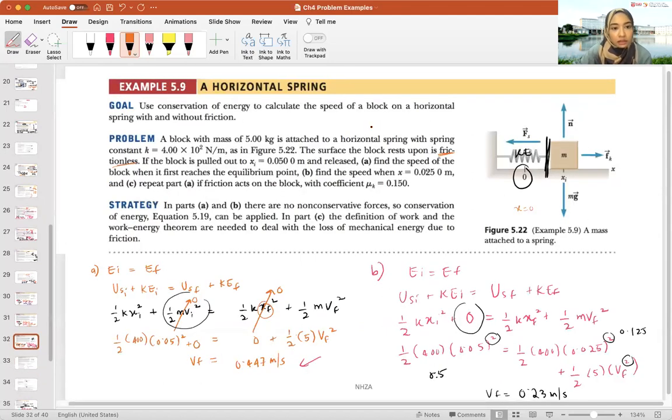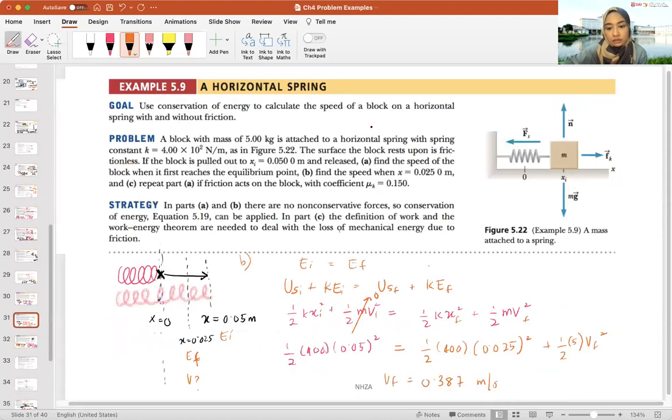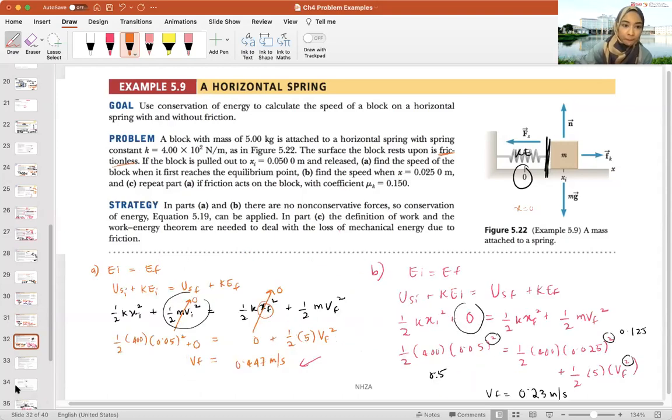So faham ke everyone? Does everyone understand? Does anyone want me to repeat this explanation? Oops, this one. Okay, where is it? Oh, this one. Anyone wants me to repeat? Does everyone understand? Everyone okay with the term equilibrium point? Everyone understands why KE is 0 initially? So no questions? Okay, so let's continue. Kalau soalan boleh interrupt me.